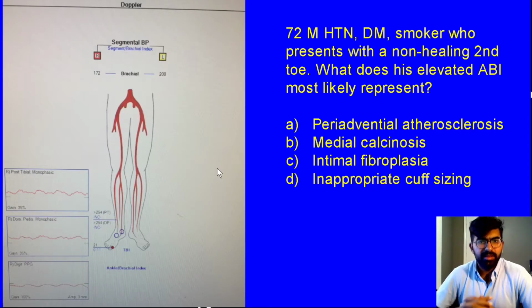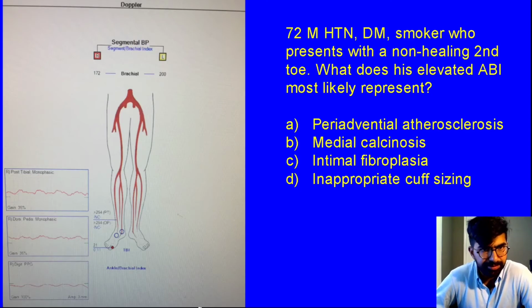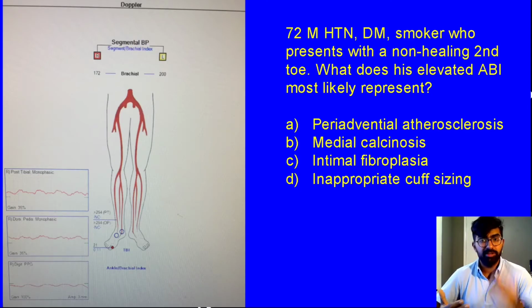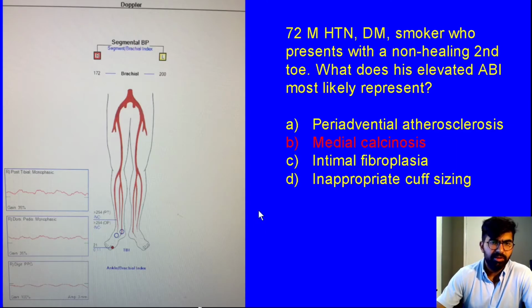Okay, 72-year-old male with hypertension, diabetes, smoker who presents with a non-healing second toe. What does this elevated ABI most likely represent? Okay, so he clearly has symptomatology, and his toe pressure is pretty low. It's 21. But why are his ABIs non-compressible, and why do the waveforms look so bad? What could that represent? And this one's really a gimme for most of the people that have been doing this for a couple of years, and this really represents medial calcinosis.